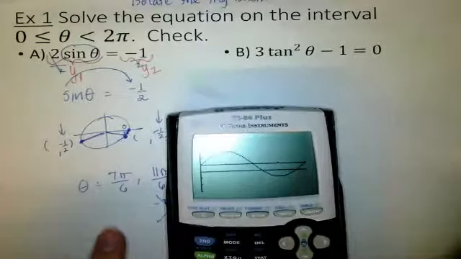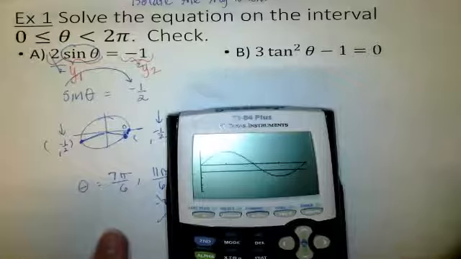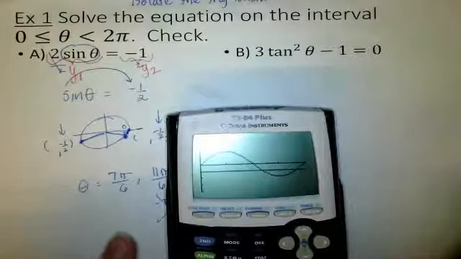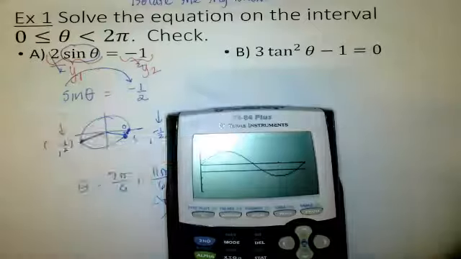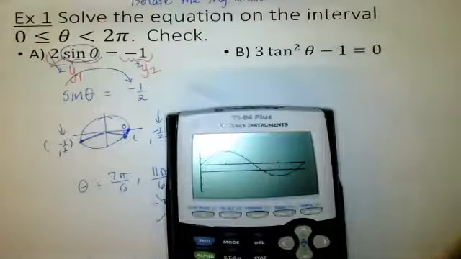Is it working? What mode are you in? This one is going from -4 to 4. Should I be in radian? Radian mode, radian mode. If you're not getting a curve, it's because you're in degrees. Gotta be in radian mode.